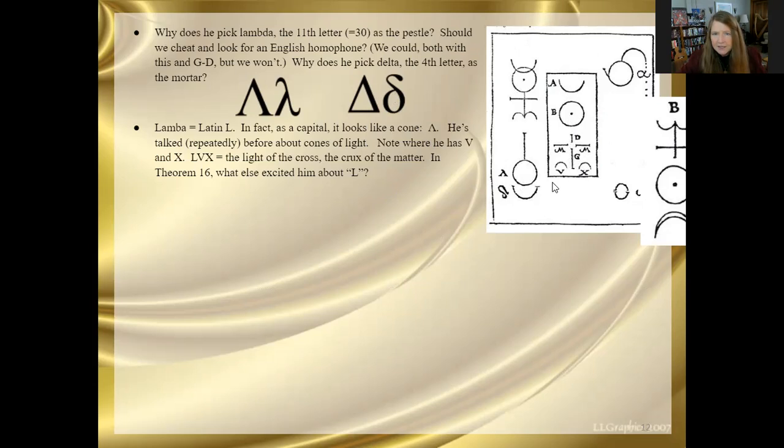But I hope that if last time I asked you to study this diagram, you noticed something here: V and X. What was that important in his LVX, light of the cross, LVX being Latin for light, right? That was his central symbol, his crux of the matter. And the problem with this V and X is there's no L, but lambda is the Latin L. Same place in the alphabet, same order in the alphabet. In fact, almost all the letters in Greek and Latin fall in the same order, except for a few. One of them is gamma, which I'm going to get to in a moment here.